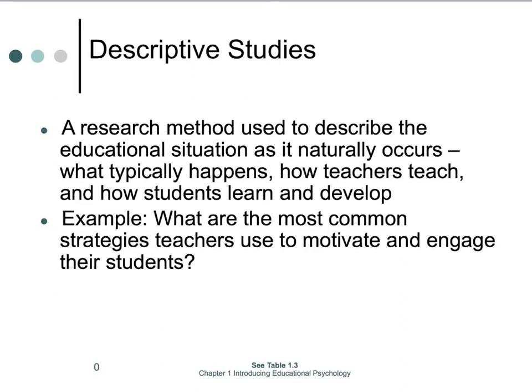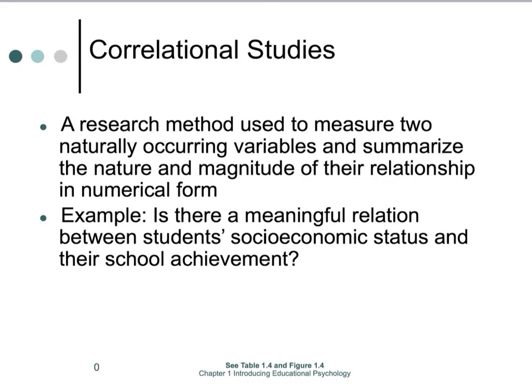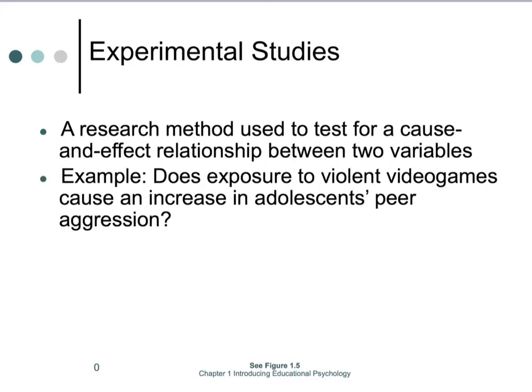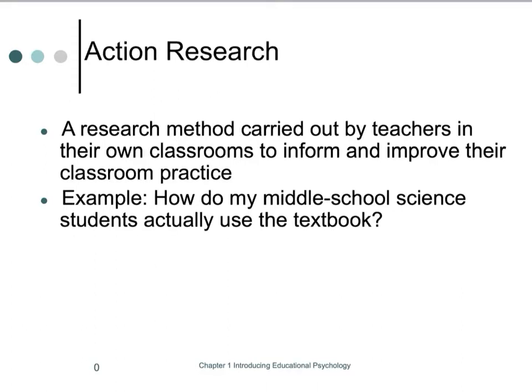Okay. Correlational studies is relational. Okay, so it is looking at the relationship between two naturally occurring variables, and being able to summarize the nature and magnitude of the relation in numerical form. This is a very statistical-based research methodology. Experimental studies, and this looks for cause and effect. So the example here is, does exposure to violent video games cause an increase in adolescents' peer aggression? So cause and effect.